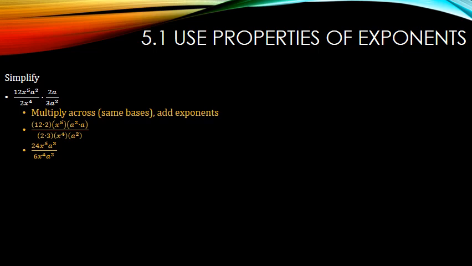Which simplified gives that, because remember, if you multiply with the same base, add the exponents. If there is no exponent, assume it's a 1. So a is a to the first. So 2 plus 1 gives us 3.